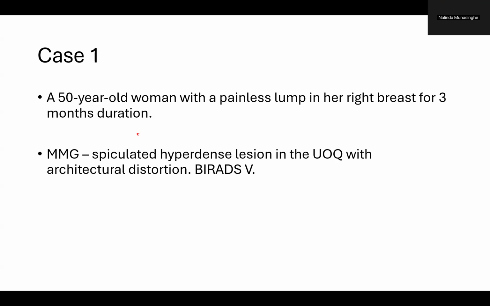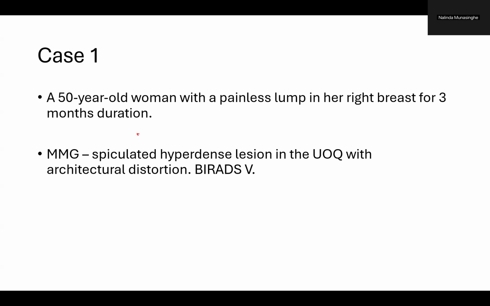It has showed a spiculated hyperdense lesion in the upper outer quadrant with architectural distortion and classified as BIRADS 5. So you all need to be familiar with this BIRADS classification, which is the Breast Imaging Reporting and Data System. It has 6 categories. 1 and 2 is normal breast. 3 is suspicious, but more towards benign. 80% will be benign. 4 is suspicious, more towards malignant. 80% will be malignant. 5 is malignant. And 6 is biopsy proven breast malignancy.